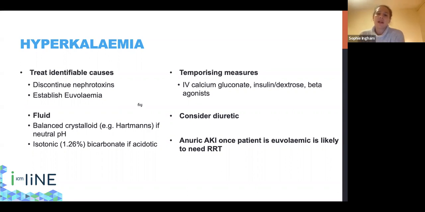So if there's any evidence of cardiotoxicity, or if the potassium is particularly high, you'd use IV calcium gluconate or calcium chloride. You can use salbutamol and insulin dextrose. So if you end up in the situation where a patient is anuric, euvolemic, and still hyperkalemic, you're in a bit of a sticky situation. You're very likely to need renal replacement therapy.